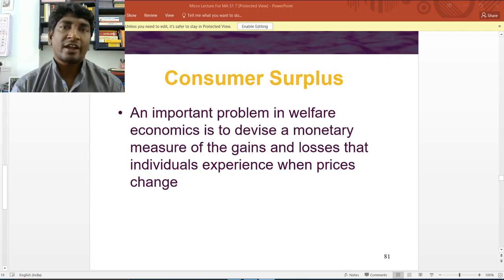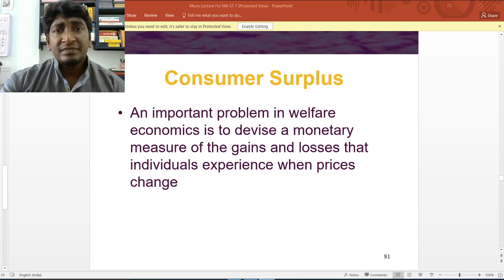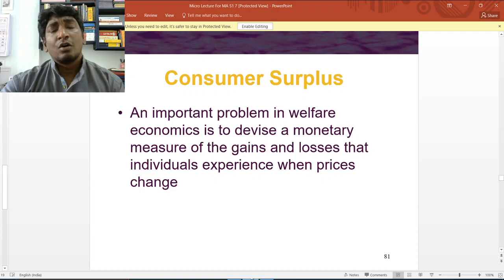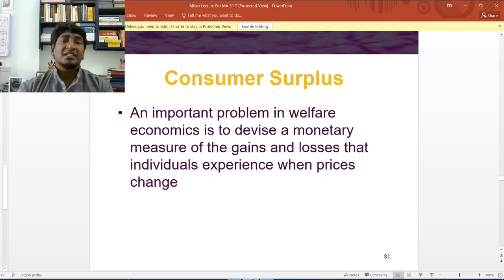So this makes a kind of understanding which we largely call the surplus that the consumer accrues out of the whole process of consumption. So that is why this is very important.